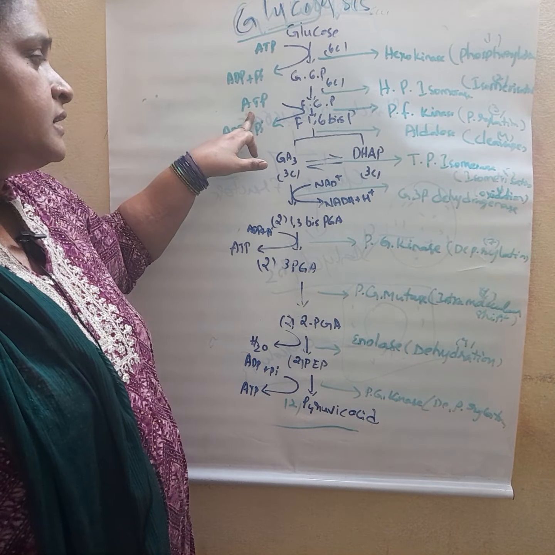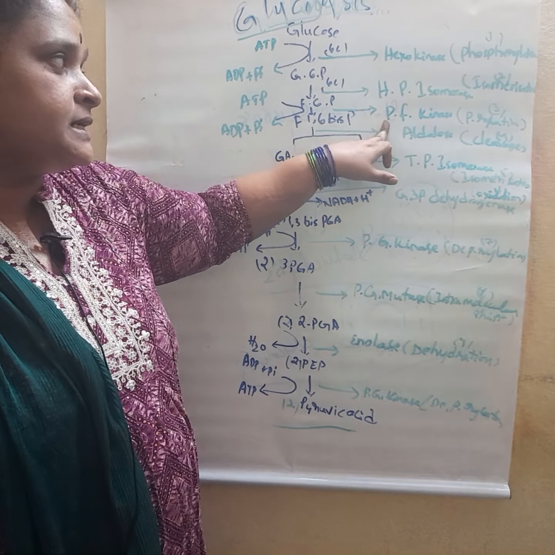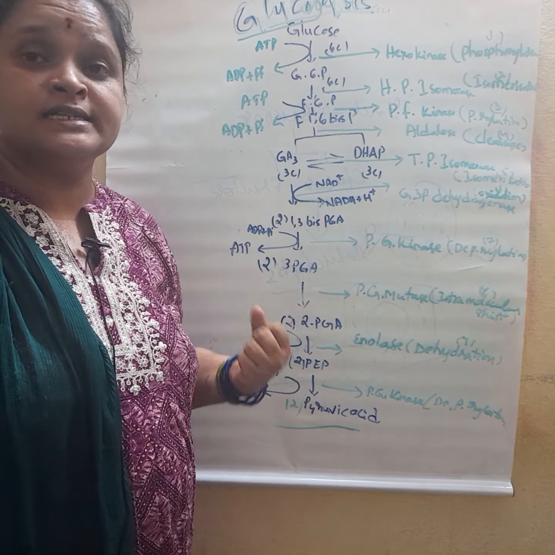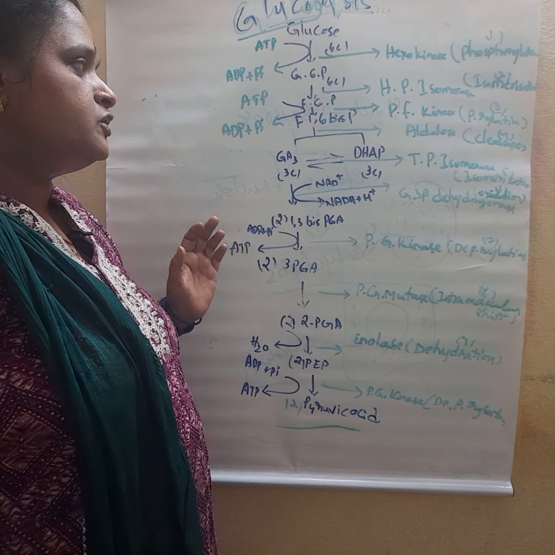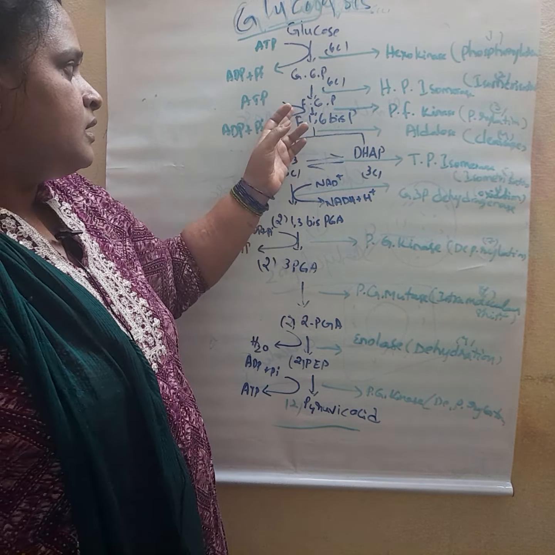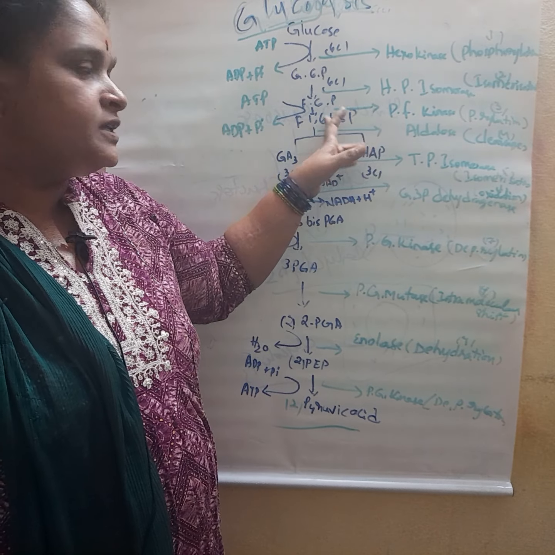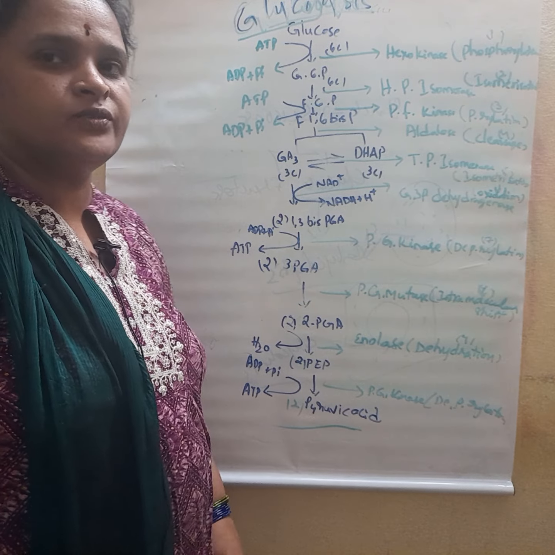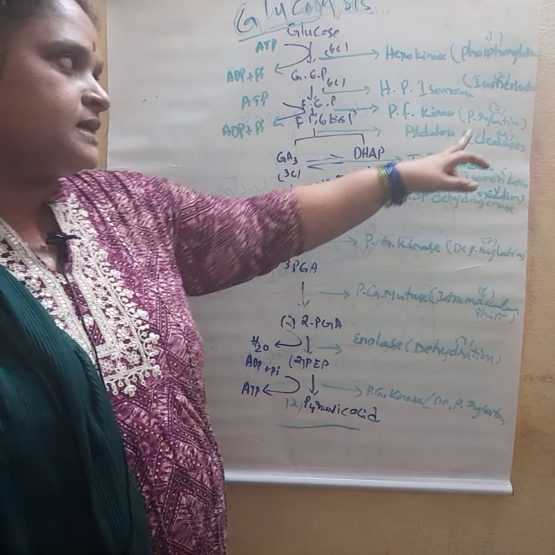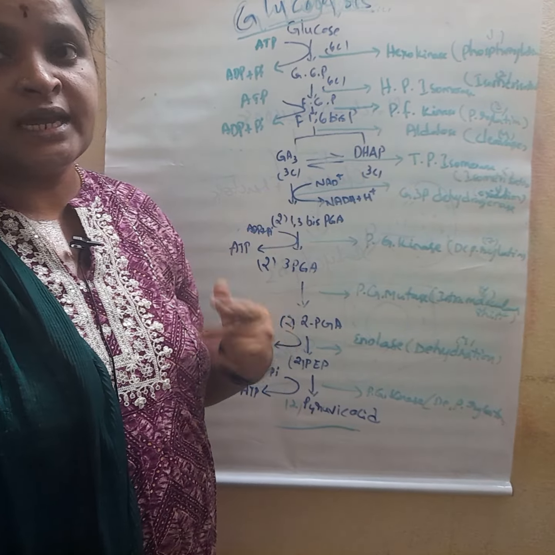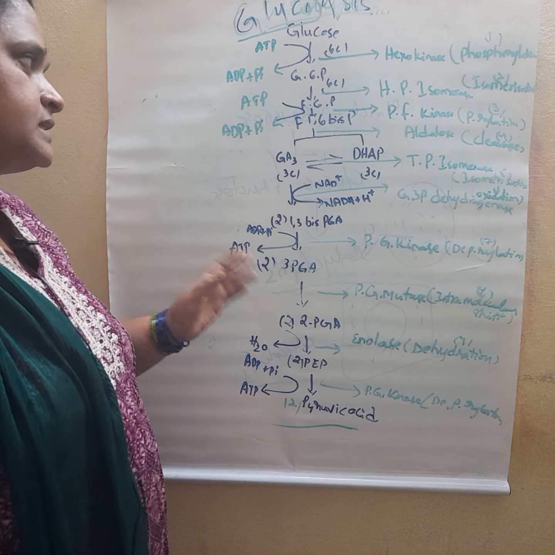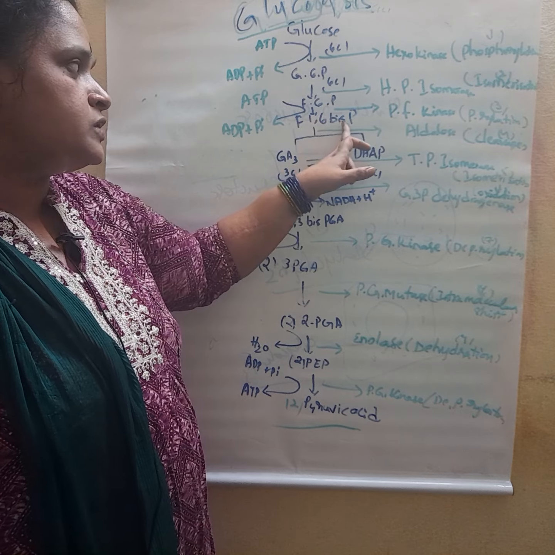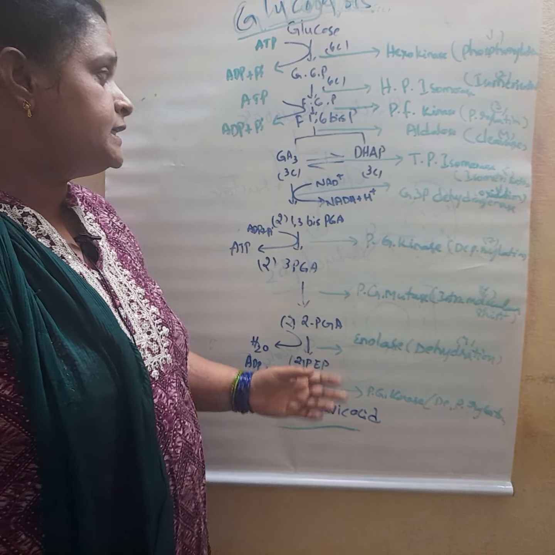Here ATP is utilized in the presence of an enzyme. Whenever there is a phosphate transfer, the enzyme is called a kinase, and usually you can simply add the name of the substrate: fructose phosphate, phosphofructokinase. And this reaction is phosphorylation. So, second phosphorylation.